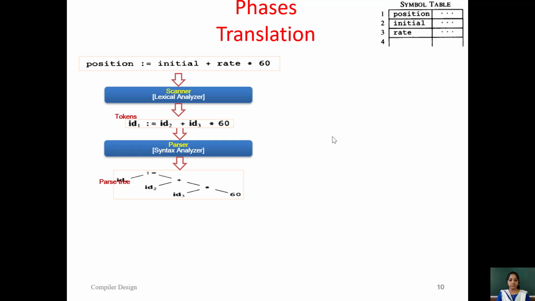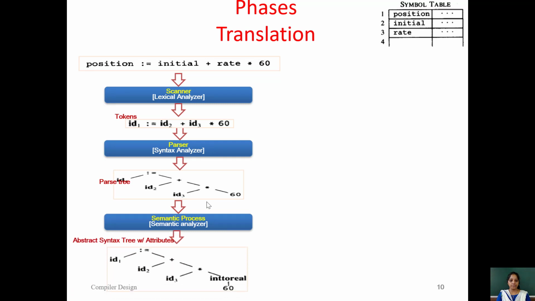It constructs the parse tree. The given statement id1 is equal to id2 plus id3 into 60 is constructed in this parse tree. This parse tree is given to the next phase, the semantic analyzer. In semantic analysis, the abstract syntax tree with attributes is constructed. In the previous phase, the syntax analyzer constructed the parse tree, but the semantic analyzer constructs the abstract syntax tree with attributes.